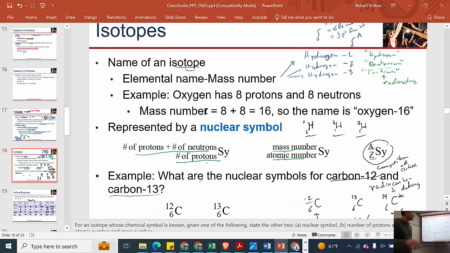So going back to this, tritium has too many neutrons. It's going to be radioactive. So really hydrogen and deuterium are the 2 that we are concerned with.